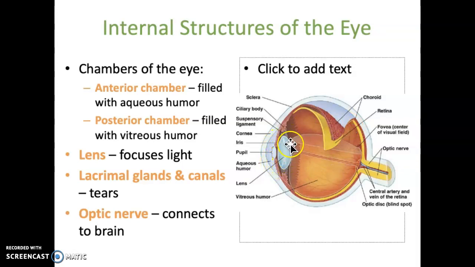The lens is right here. It's a round, clear structure located behind the iris, and it helps to focus light right on the retina, which is in the back of the eye. All right, other structures associated with the eye are the lacrimal glands, which produce tears to lubricate the eye. Lacrimal canals will drain tears into the nasal cavity. And the optic nerve is here. It's located at the back of the eye, and it sends sensory information to the brain for interpretation.